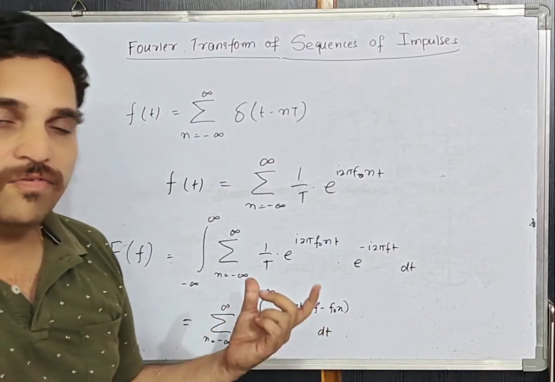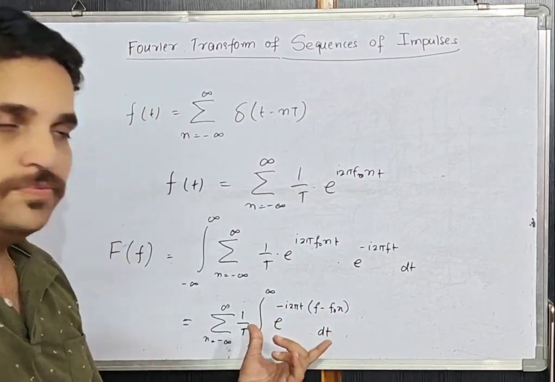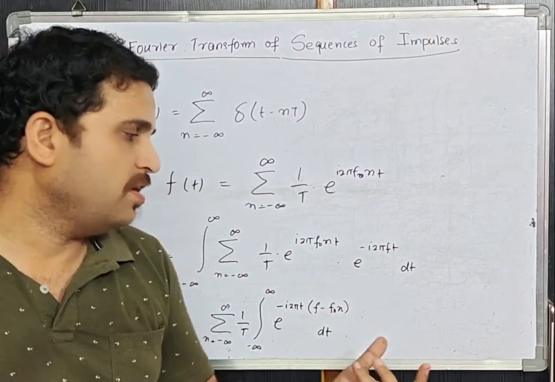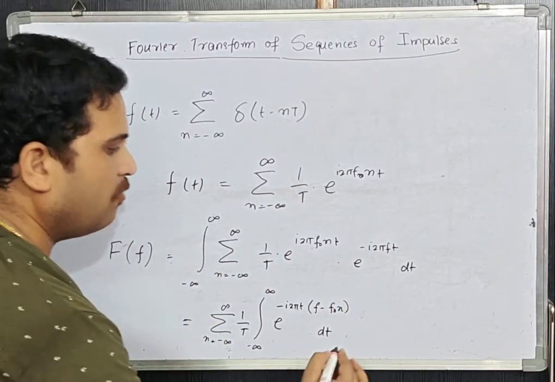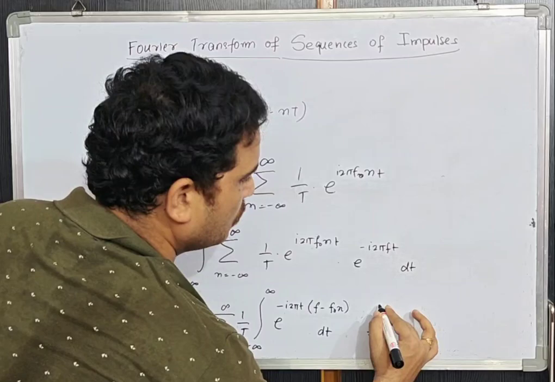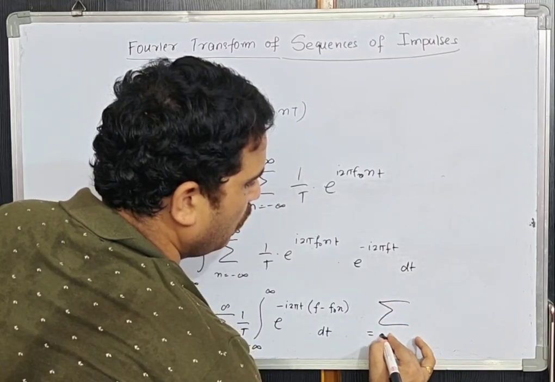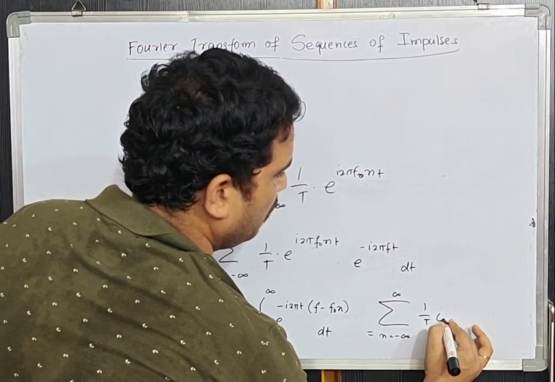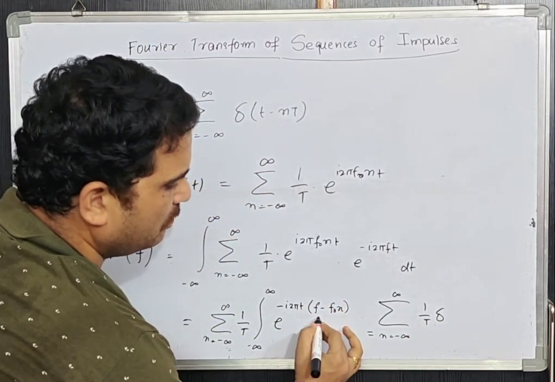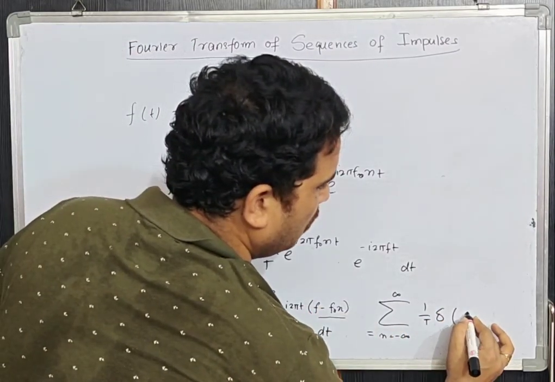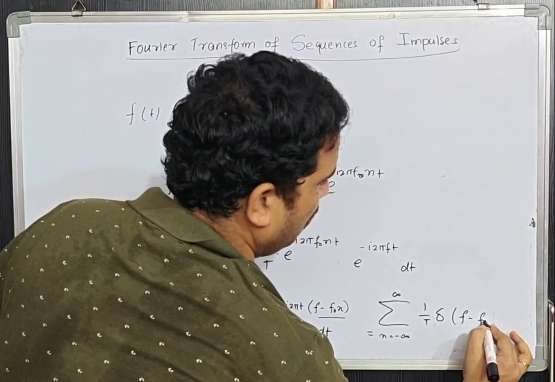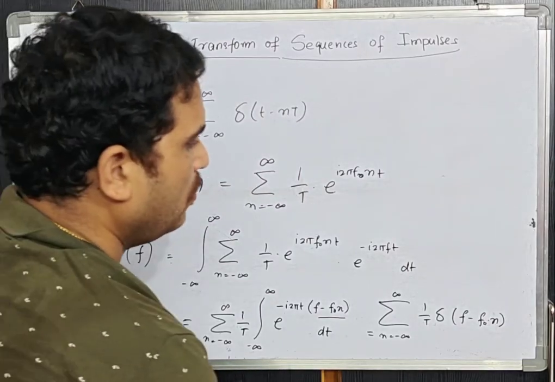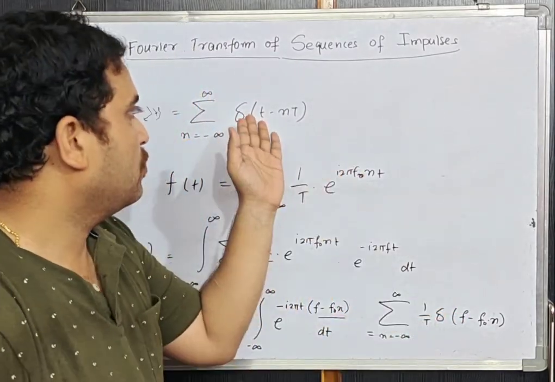This is the definition of a Dirac delta function: e power minus i 2 pi f t or e power i 2 pi f t. So it will be in the form of a function of frequency. So this is summation of n from minus infinity to plus infinity, 1 by T, times delta of f minus f naught n. This is the answer to this particular question.